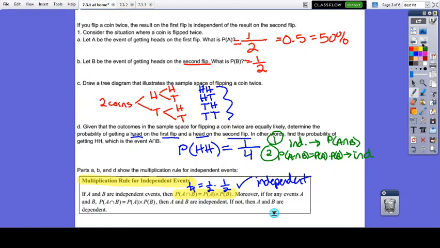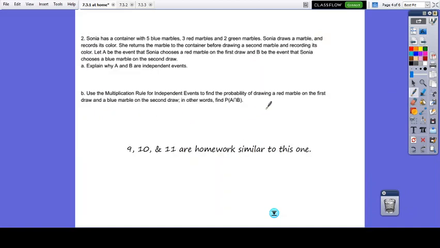I'm going to go through, I think it's three problems here, and then let you work on the rest of them, and the answers are on Google Classroom. So number 2, right at the bottom of the first page: Sonia has a container with 5 blue marbles. So we have those 5 blue marbles. It's got 3 red marbles and 2 green marbles. Sonia draws a marble out of the box and records its color. She returns the marble to the container.